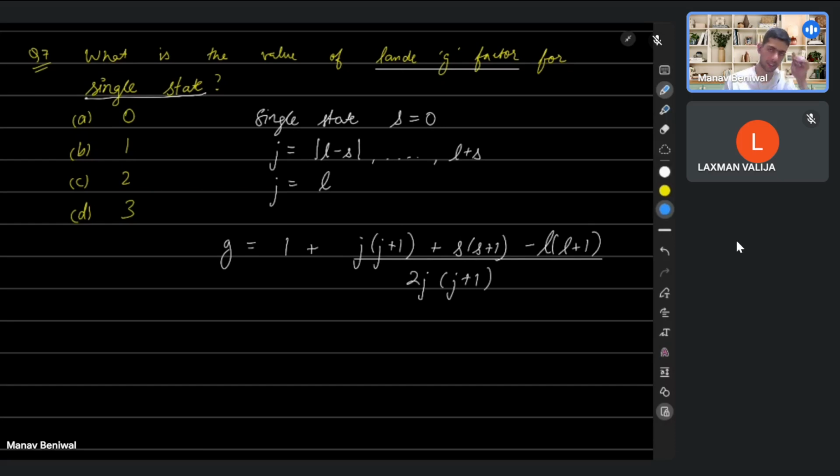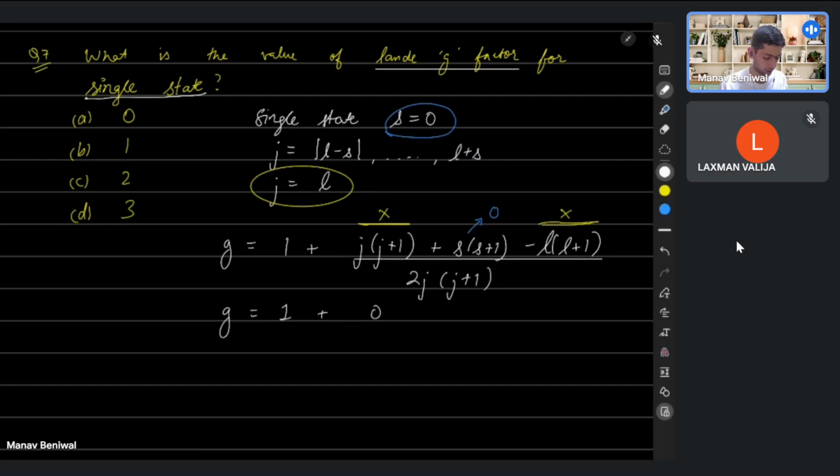Now here we have by definition S equal to 0, so when we put S equal to 0, this term just becomes 0. And we also have J equal to L, so these two terms, J plus 1 and L plus 1, become the same because J and L are both the same. So both of them cancel each other out. Then our Lande g factor is nothing but 1 plus 0.